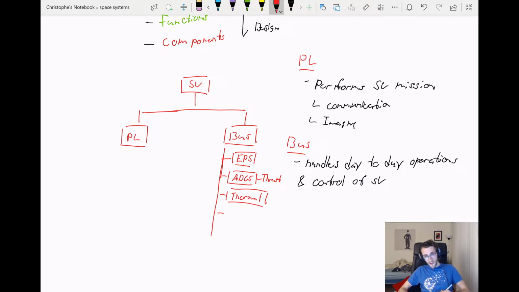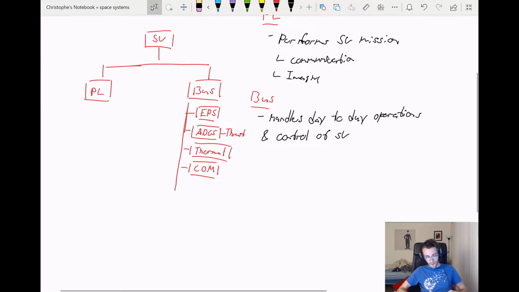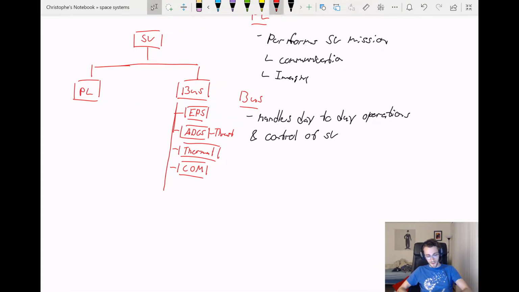And oftentimes, it also handles communications, so COM. Again, depending on what your payload is, if it's a communications satellite, you're going to have a communications payload, so you're going to have a much more powerful antenna, usually a directional antenna that you're going to be using to communicate to ground. Your bus won't necessarily handle that. So let's go into what each of these different subsystems do.